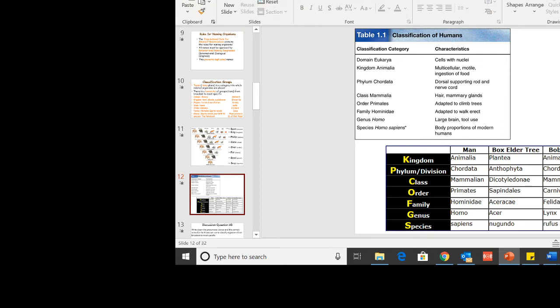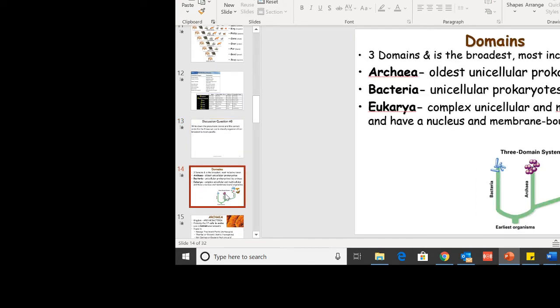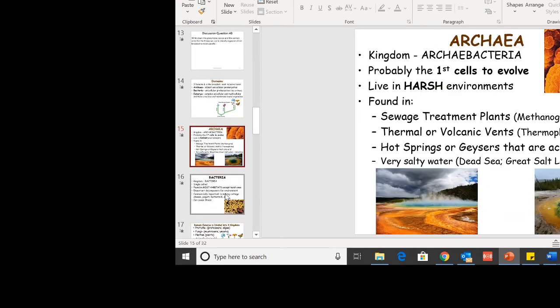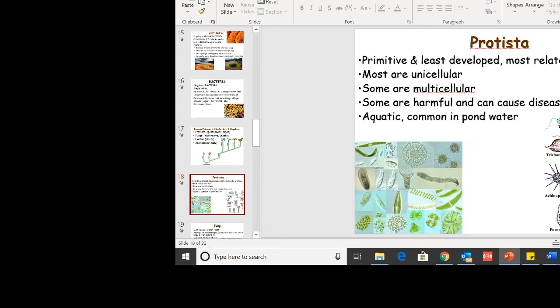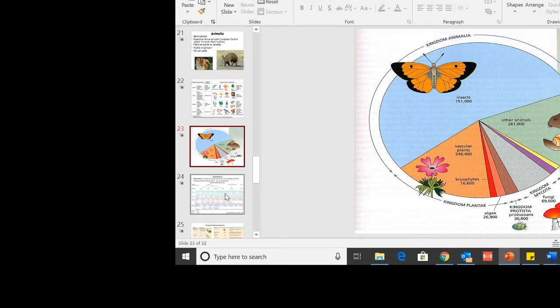So bobcats and lynx are more related than they are to trees or men, but humans are more related to bobcats and lynx than trees are. Hopefully that makes sense. Okay. We move further down the line. I'm going to skip over some of this stuff. It's just not necessary right now. That's a little bit on taxonomy.